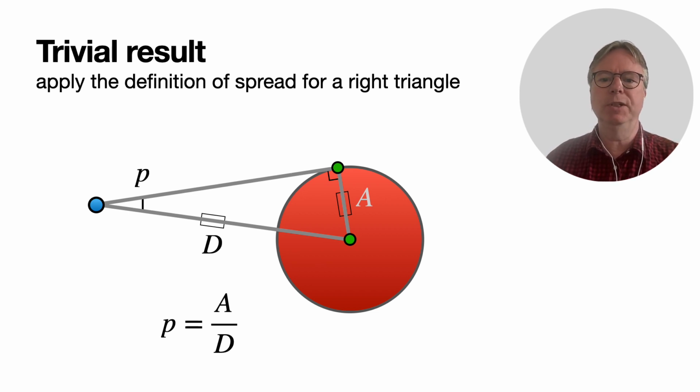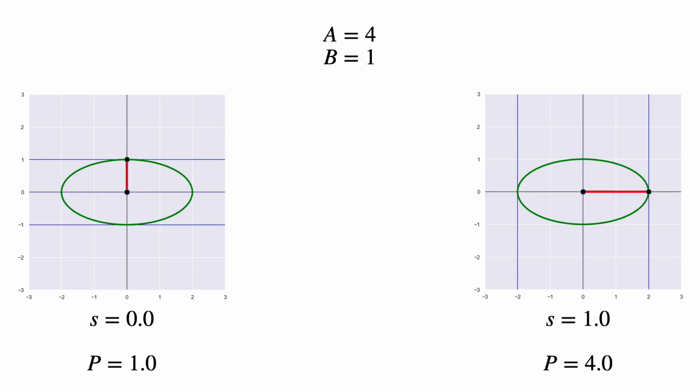So this is the visual spread of a circle. And here we can simply apply a definition. So the spread P is simply the opposite quadrance over the hypotenuse quadrance. And we can see a right angle here, a right triangle here. So P is simply A over D. So this is a trivial result, and you can do it in one step. So let me show you some examples.